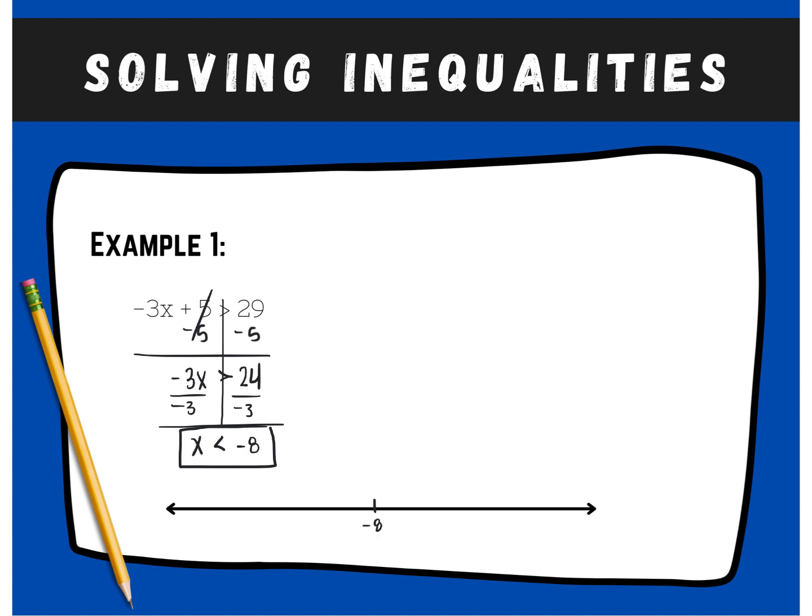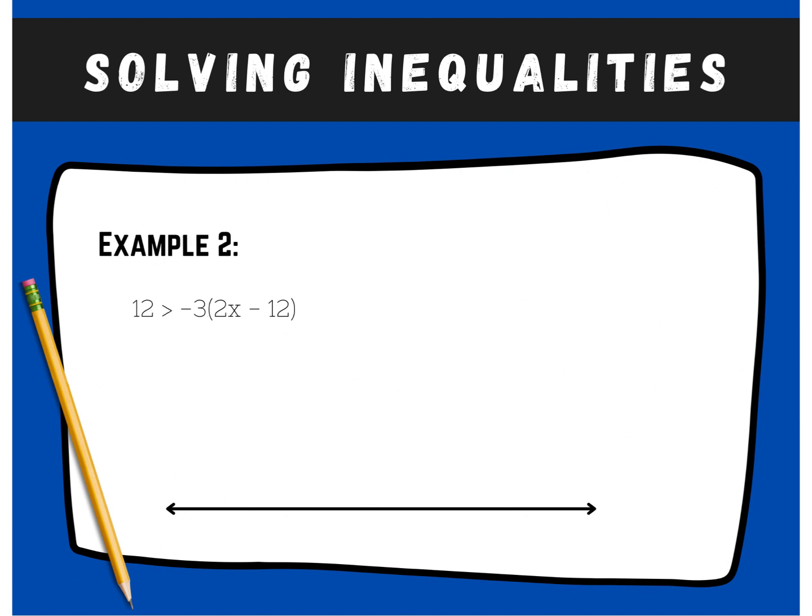Now, nothing else is impacted by multiplying or dividing by a negative except the way that your sign goes when you're solving. So when you get to the graphing portion, you're actually going to do the same thing you've done before. You'll just use that final answer to graph. So now I want to show that x is less than negative 8.